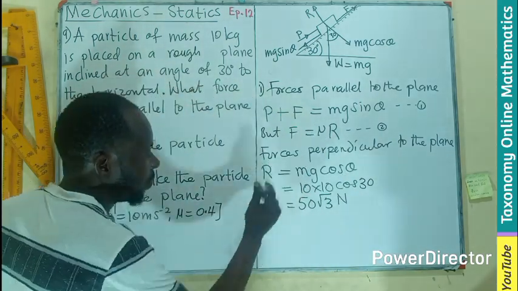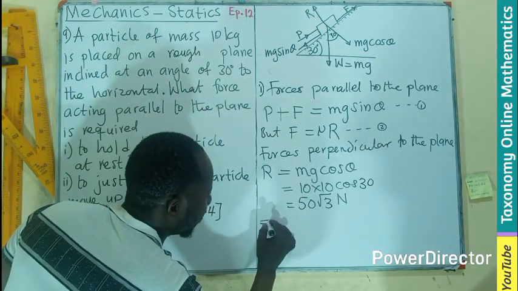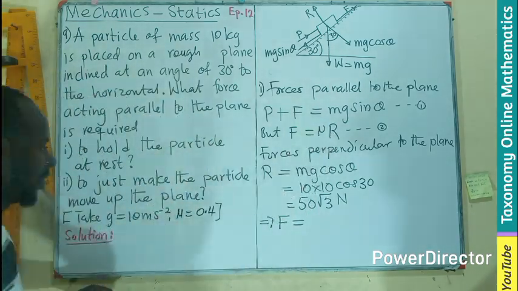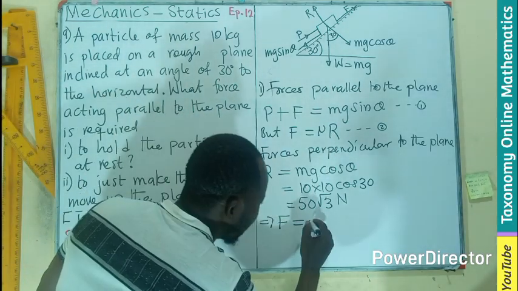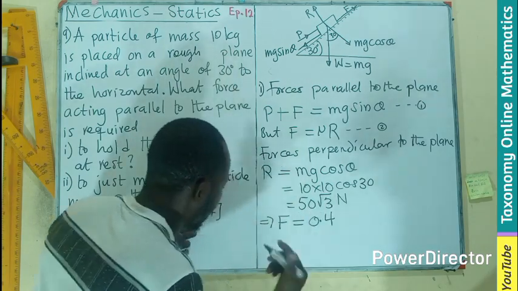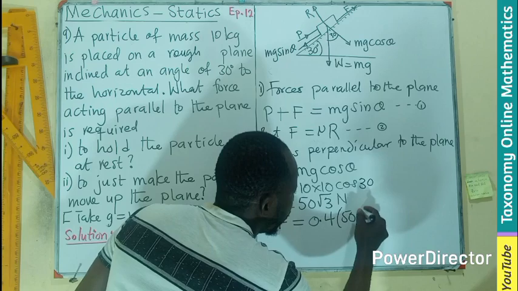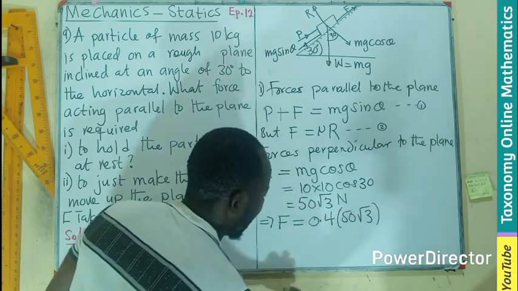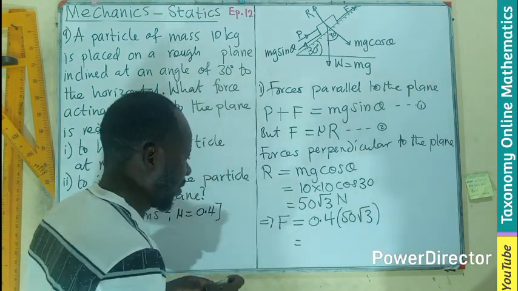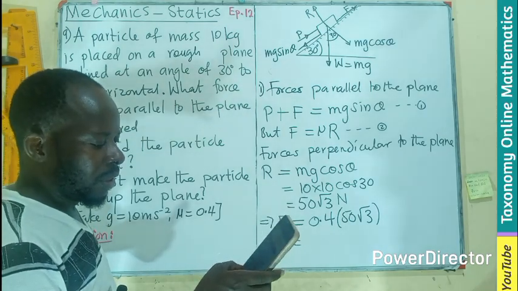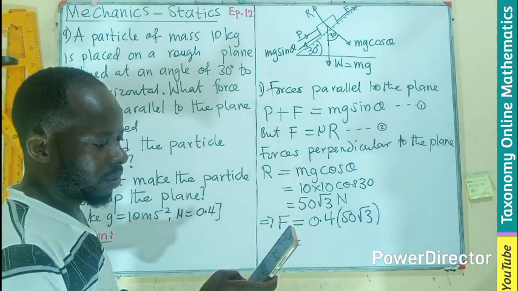Then from the other side, this implies that your force will be equal to 0.4 multiplying the 50 root 3. I think we can do that in decimal. Let's do that in decimal, so times 0.4.